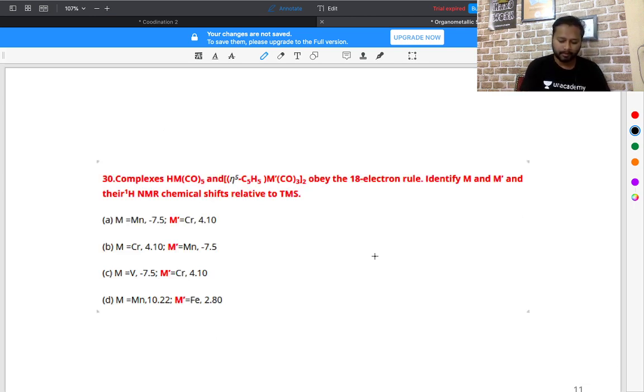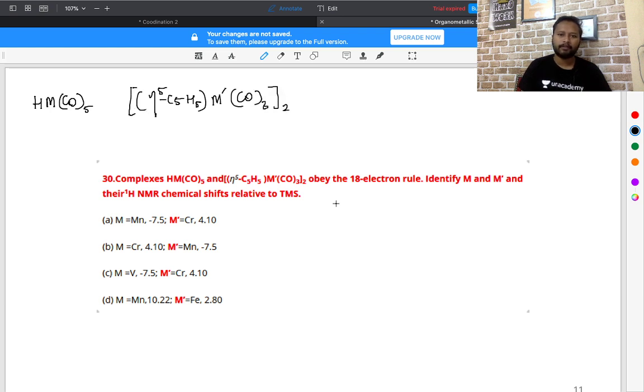Now this question is from the NMR part of organometallic compounds. A complex is given to you, that is HMCO5. This is the complex given to you, and there is one more complex, eta 5 C5H5, then M dash, and then CO3 whole twice. They have given that both of them obey the 18 electron rule.